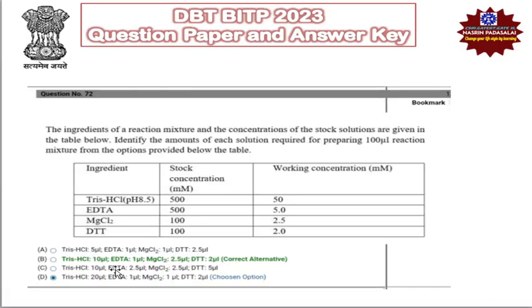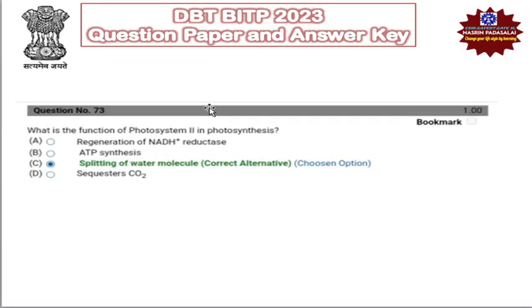Okay. Next is a simple question. For this particular question, the correct answer is option B. If you know this formula: required concentration divided by stock concentration multiplied by required volume. If you check with the DTT, the working concentration is the required concentration. It is 2, divided by stock concentration 100, multiplied by required volume 100. If you calculate, 2 microliter is the correct answer. So remember this formula: required concentration or working concentration divided by stock concentration multiplied by required volume. That's the formula you need to employ.